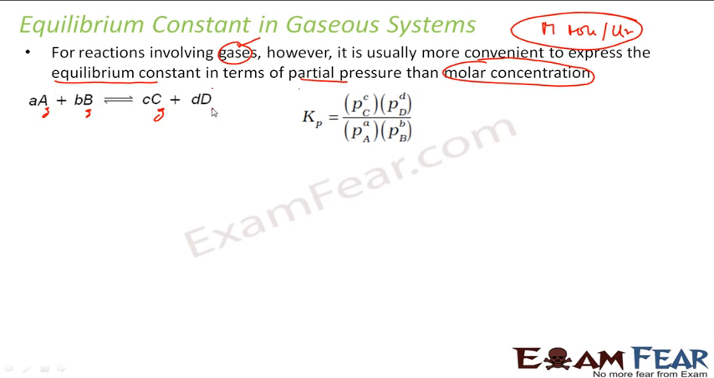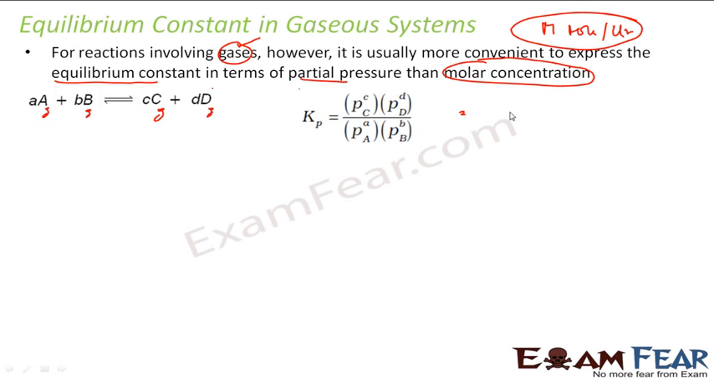So in this case, the Kp will be what? The pressure of C to the power small c, pressure of capital D to the power small d, divided by pressure of A to the power small a, pressure of B to the power small b. So if you see here in this case, this is similar to what we had earlier.